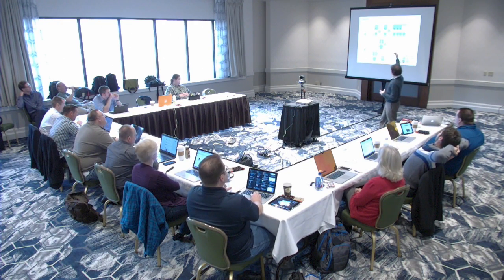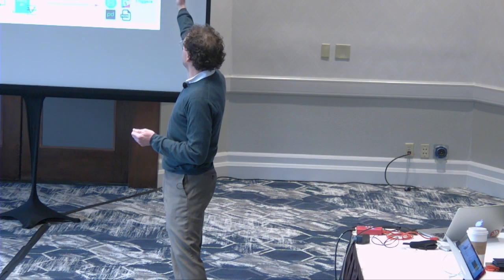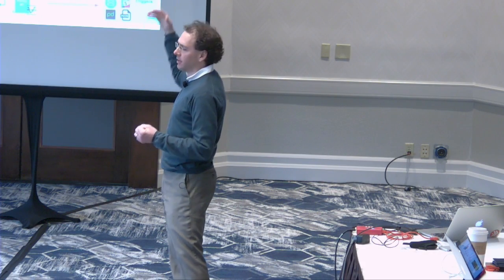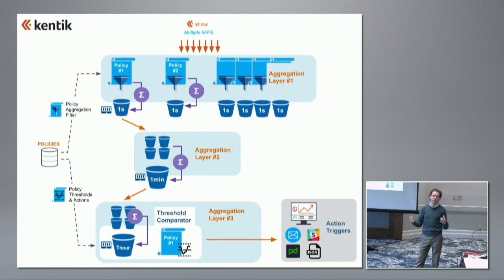So if you think about this graph as working top down, what we're doing is taking these hundreds or millions of flows per second, and the first step is a user says, I want to look at traffic going to Comcast, and I want to detect if it's over 200% of what it normally was.